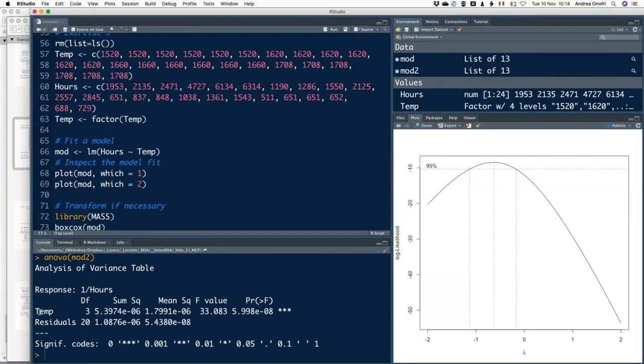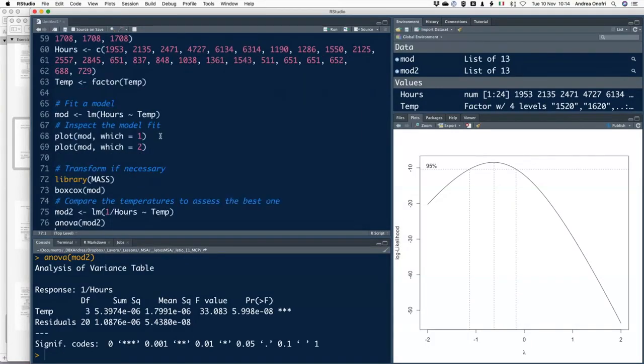So we have 3 degrees of freedom for the temperature because we have 4 temperatures. We have 4 temperatures and 6 replicates. That would be 6 by 4, 24 data. So the residuals have 20 degrees of freedom. 20 plus 3 is 23. That's the total number of degrees of freedom with 24 data. 24 minus 1 is 23. And you know that.